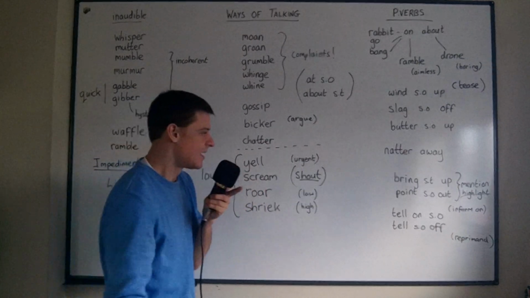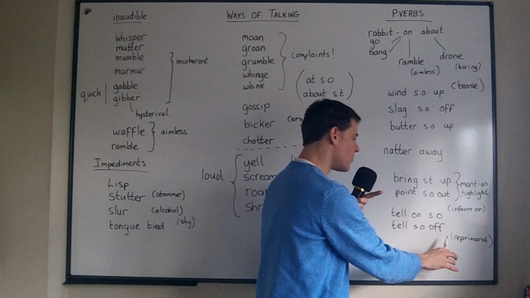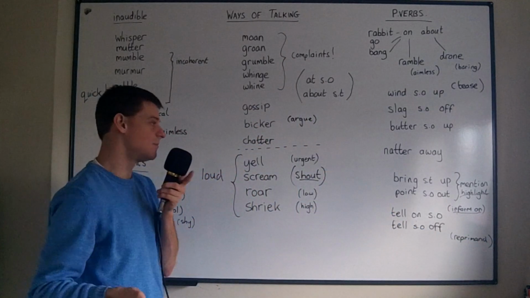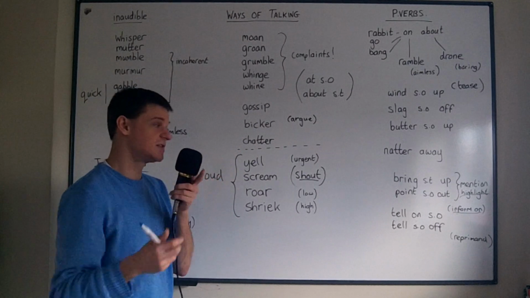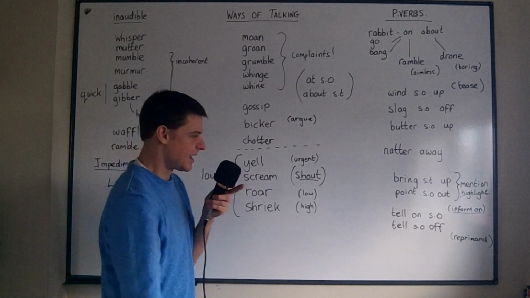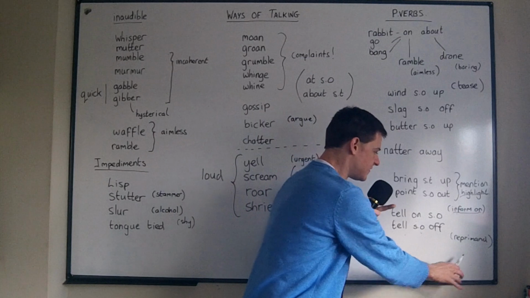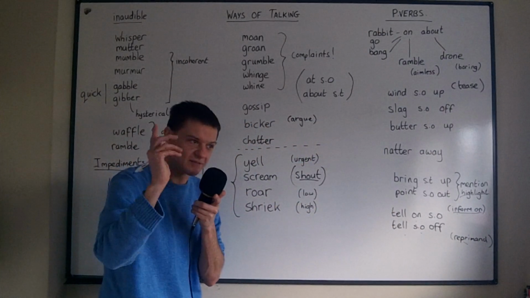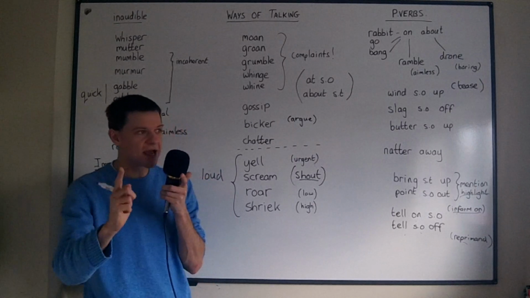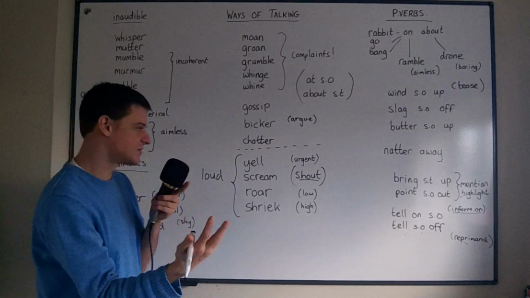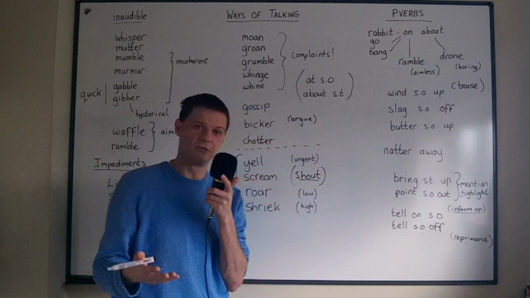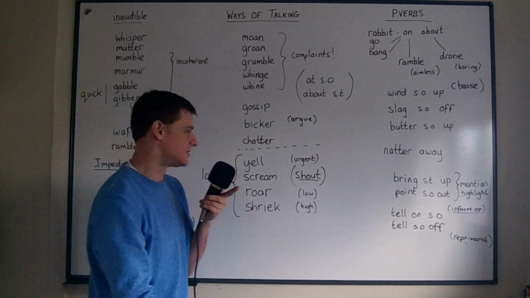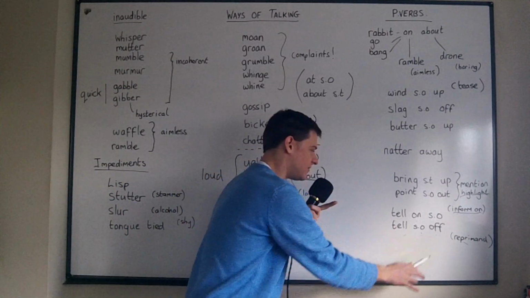You can also tell on someone, which would be the same as inform on someone, grass someone up, tip off the authorities about that person. And you can tell someone off, which is similar to reprimand someone. It's when you say, oh, naughty, naughty, you shouldn't have done that. So teachers have to tell off their pupils. If they have young pupils and they're misbehaving, the teacher will perhaps tell them off.